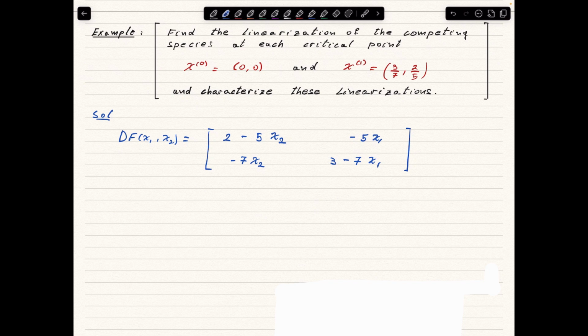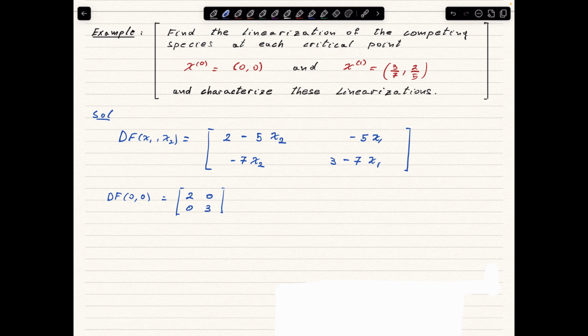Okay, so the first thing we need to do is evaluate this derivative matrix at 0, 0. So let's do that. You see x1 and x2 are both 0, so that disappears, that disappears, that disappears, and that disappears. So we get the matrix 2, 0, 0, 3. It's a very simple constant coefficient matrix. This is the matrix M we mentioned before.